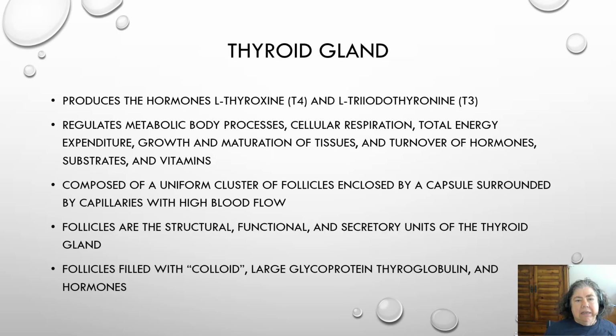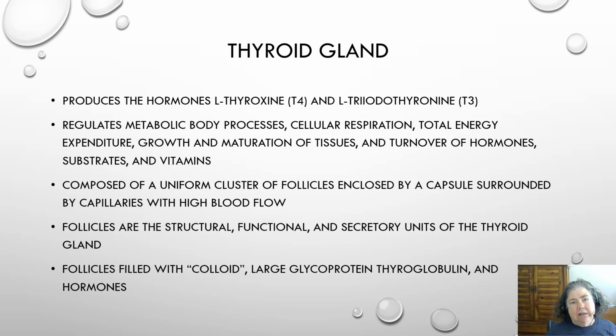The thyroid gland produces two hormones primarily. One of them is called T4 or L-thyroxine, so levothyroxine or just thyroxine, and the other is T3 or levotriiodothyronine. These hormones are extremely important in regulating metabolism, growth, energy expenditure, cellular respiration, maturation of tissues, other hormones and substrates, and turnover of those and of vitamins.